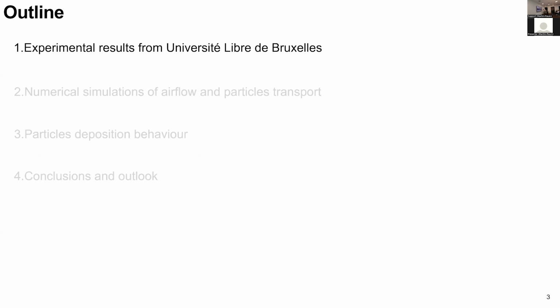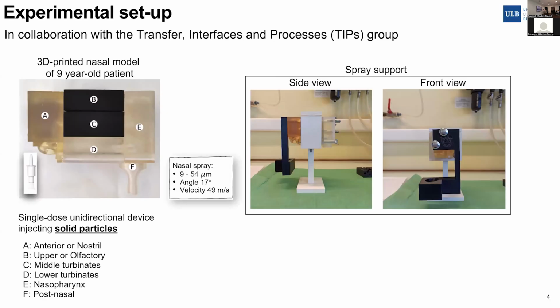So, starting with the experimental results. Very briefly, just to give you the context, our collaborators at the Transfer Interfaces and Processes Group in Brussels considered a 3D printed nasal model of a 9-year-old patient, which is what we see here. This is made up of 6 different regions, labeled A to F. A corresponds to the nostril region, the anterior part of the nose. B is the olfactory region. C is the middle turbinate. D is the lower turbinate. This is the nasopharynx, and at the bottom there is the postnasal region.